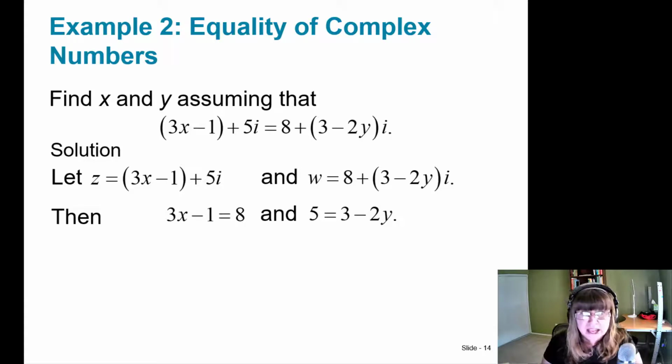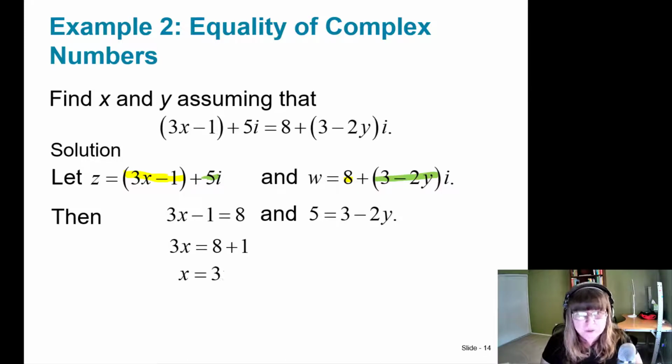So we have 3x minus 1 equals 8. 3x minus 1 is the real part. 8 is the real part. So those must equal each other. The imaginary part, 5, and the imaginary part, 3 minus 2y, those must equal each other for these two values to be equal to one another. So now I have two small algebraic problems that I need to solve.